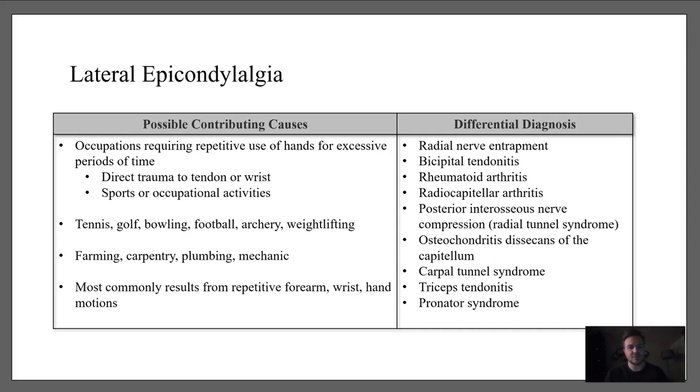So possible contributing causes include occupations that require repetitive use of hands, like keyboard work, farming, carpentry, plumbing, sports that include a lot of gripping like tennis or golf, bowling. Think about bowling. Your wrist is extended as you come through, right? So you get that chronic extension. And weightlifting. So differential diagnosis, a lot of different things. Let you guys read through that and try to also think through why those may be considered differential diagnoses for this.